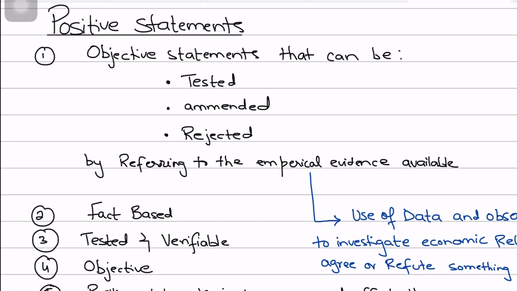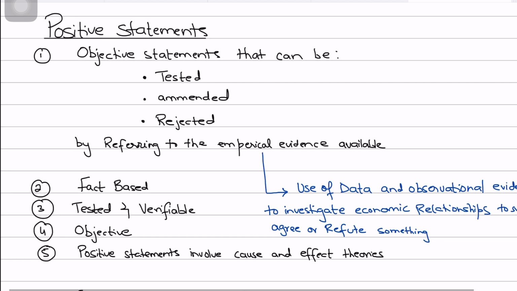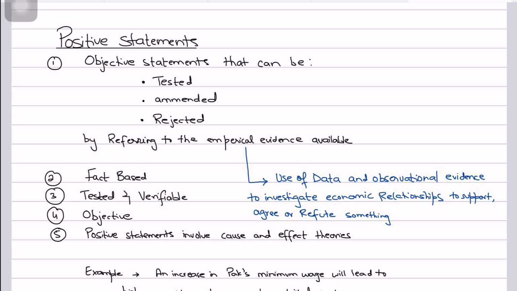When we say empirical evidence, you're talking about using data, scientific methods and observational evidence to investigate a statement or any economic relationship, to either support it, agree to it, or refute it. Also, positive statements are fact-based. Not all positive statements are factual statements, but yes, a factual or fact-based statement would be classified as a positive statement.